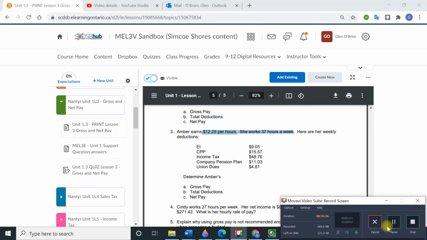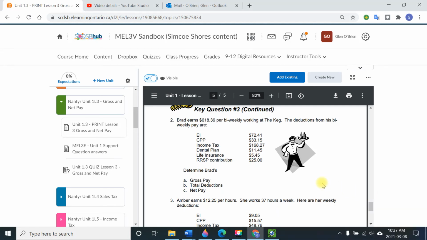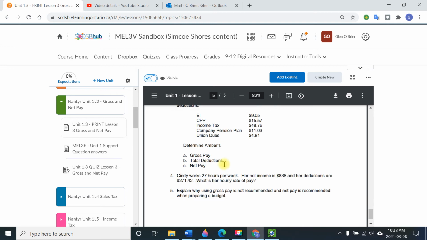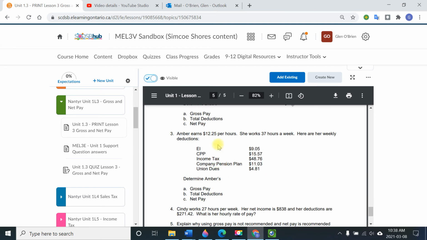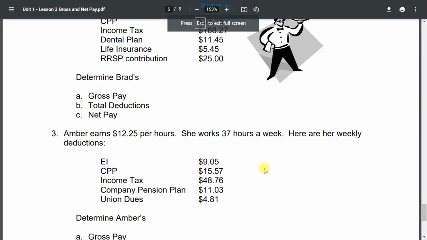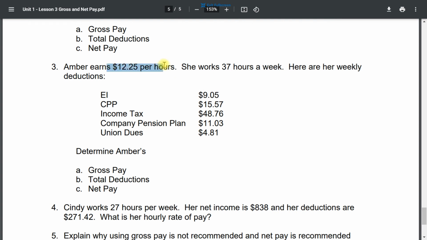Hi everyone, welcome back. We were just working on question number 2, and let's do question number 3. And we're going to do that one together and work through it. So let's get that up to the top there, make it nice and big. Question number 3 says Amber works 37 hours at $12.25 per hour. So instead of the gross pay being given to us, we actually have to calculate the gross pay.